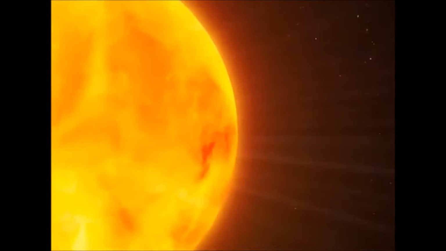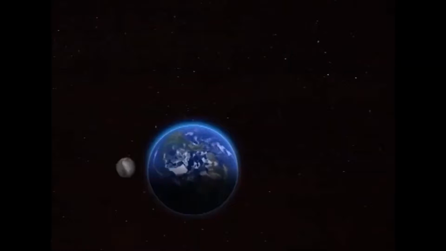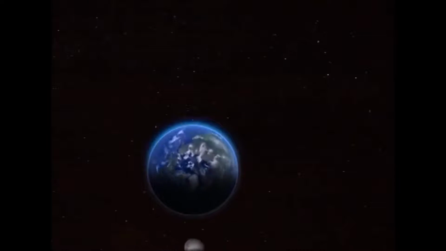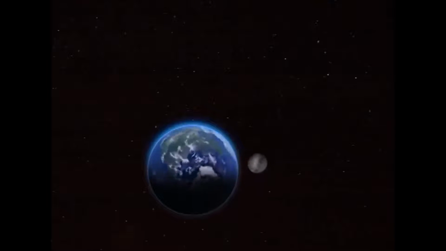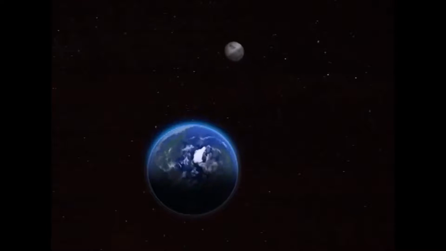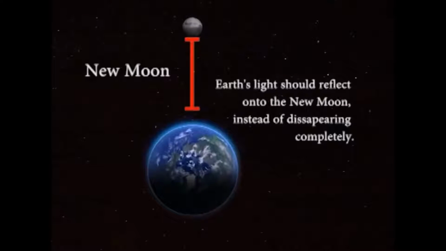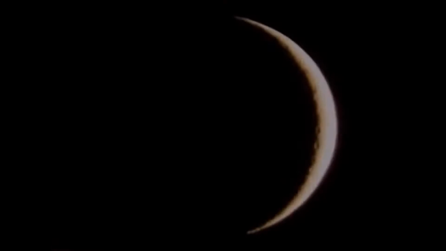It should, but it doesn't. Because if it did, we would then have no new moon phase, and instead more of a dull moon phase or a dim moon phase. Meaning, as the moon wanes to darkness, it should then be illuminated by the Earth.